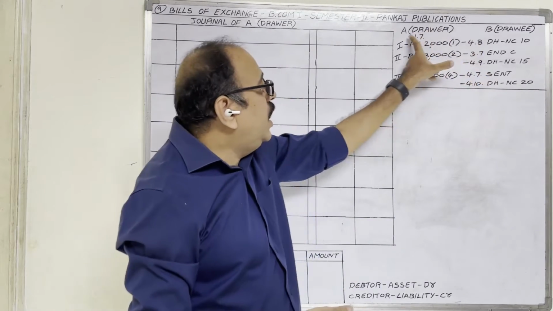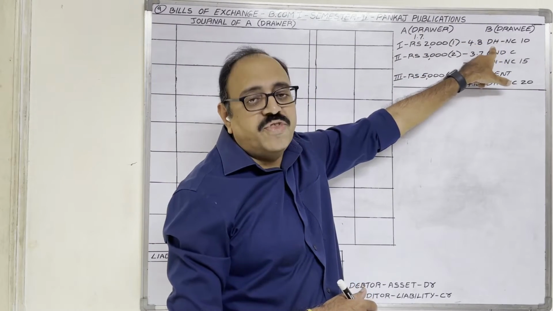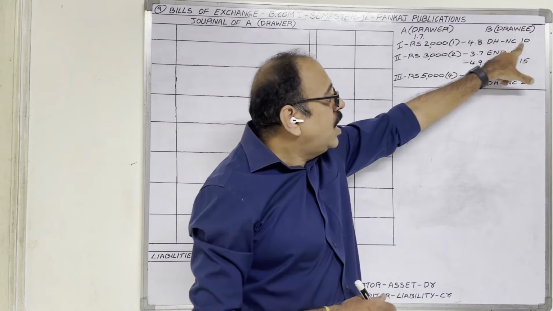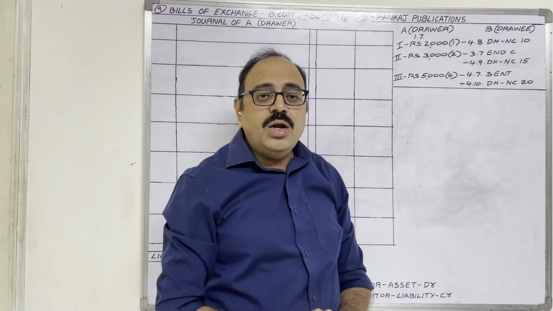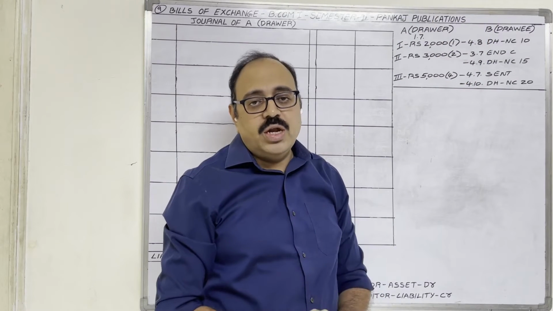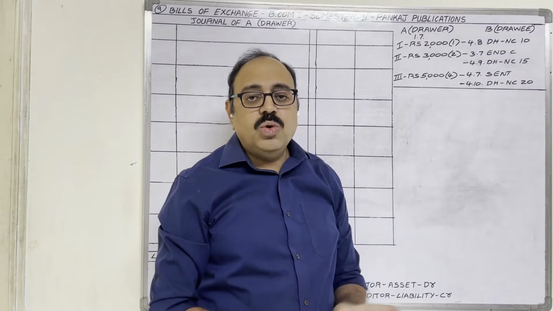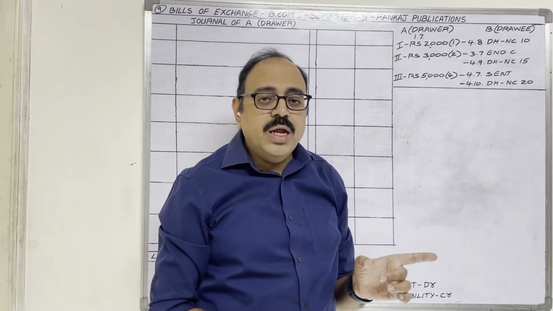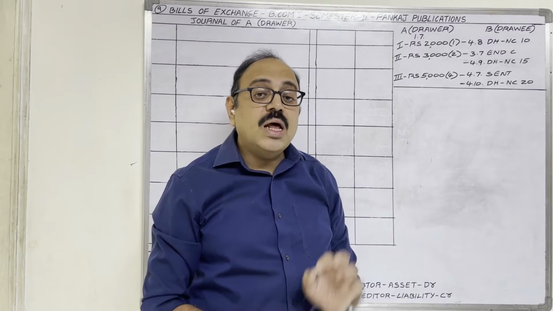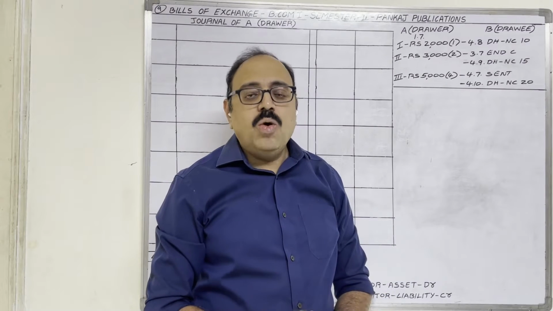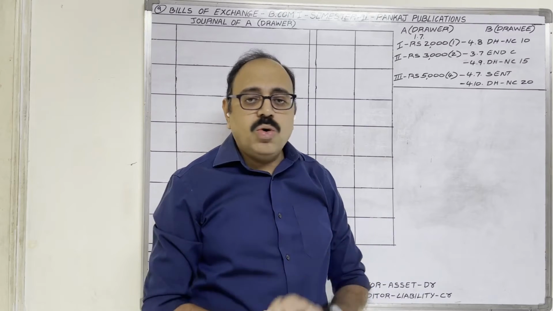On that day, A went to B, but B failed to pay the money. That is known as dishonor of the bill. And noting charges are paid by A, amount 10 rupees. So noting charges means what? To have a proof for this dishonor, the holder of the bill gets the bill noted and protested. That is known as noting. To the public notary, he has to pay some charges known as noting charges. So noting charges are always paid by the holder of the bill. Holder means the person who is possessing the bill on the due date.